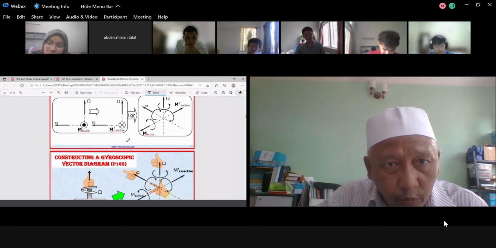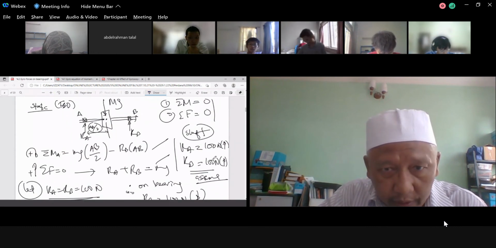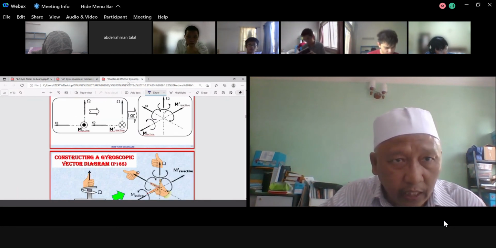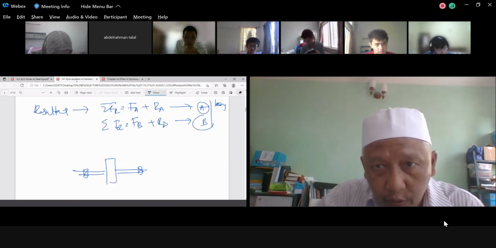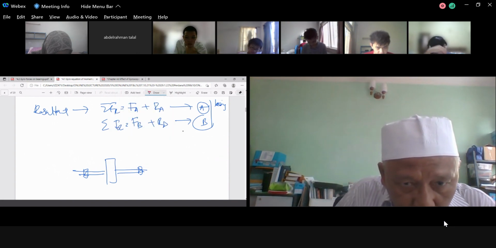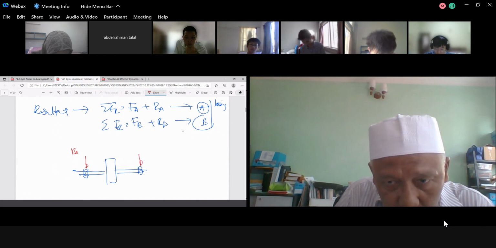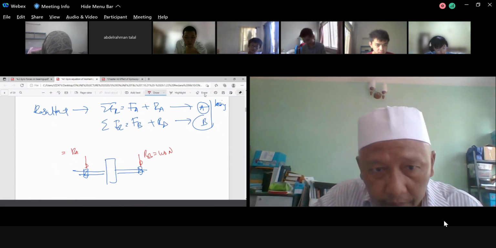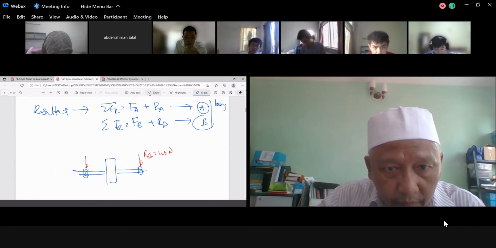So you go back here. What do you have? You have RA and RB pointing upward. For shaft, bearing is pointing downward, so RA and RB is pointing downward. So this one is pointing downward. Use another color. RA, RB, 100 Newton. This one also RA.